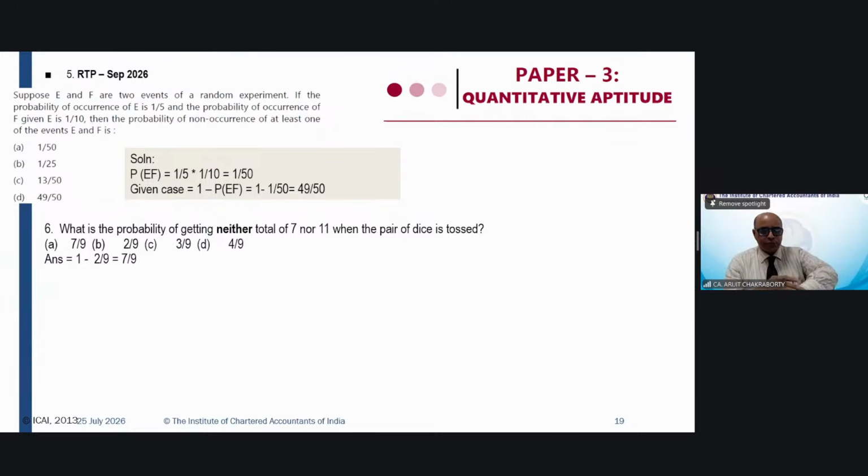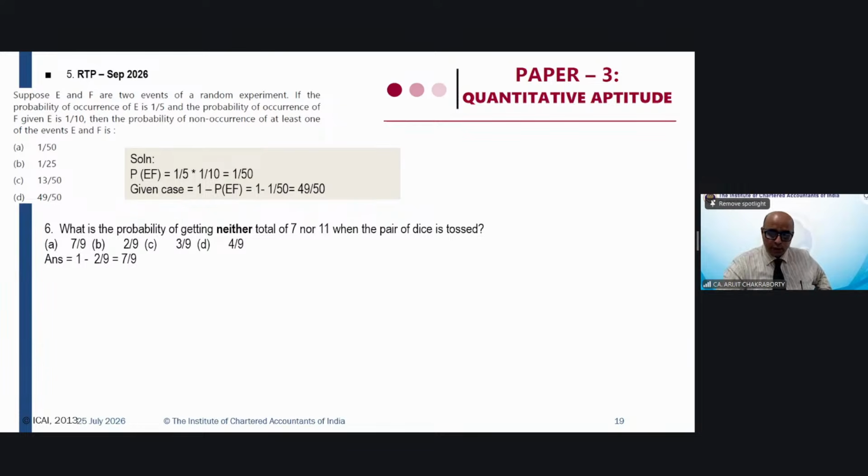Each dice can have 6 ways of showing up. So the total number of possible outcomes when you roll a pair of dice is 6 into 6, 36. From here, we will find out the number of outcomes favorable to 7 and 11. Now, 7 I can get when we have 4, 3, 3, 4. We can also get 7 if we have 6, 1, 1, 6. And we can also get a total of 7 if you have 5, 2, and 2, 5.